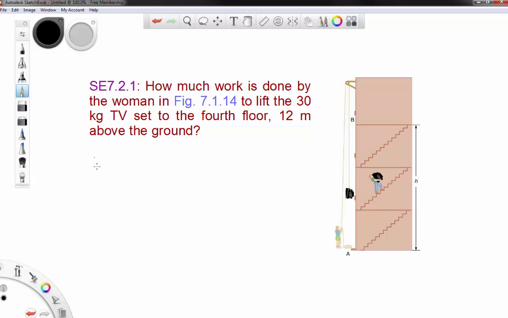So the amount of work that's going to be done to lift this object is going to be the work done against gravity. So that should be the mass of the object times free fall acceleration times the change in height. And the change in height is 12 meters. And the mass is 30 kilograms. Of course, free fall acceleration is 9.8. So that means that the work done by gravity should be 30 kilograms times 9.8 meters per second squared times 12 meters.